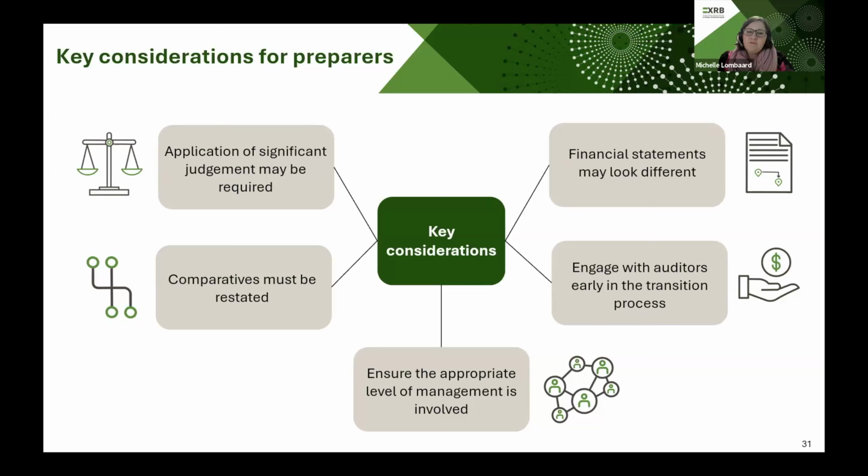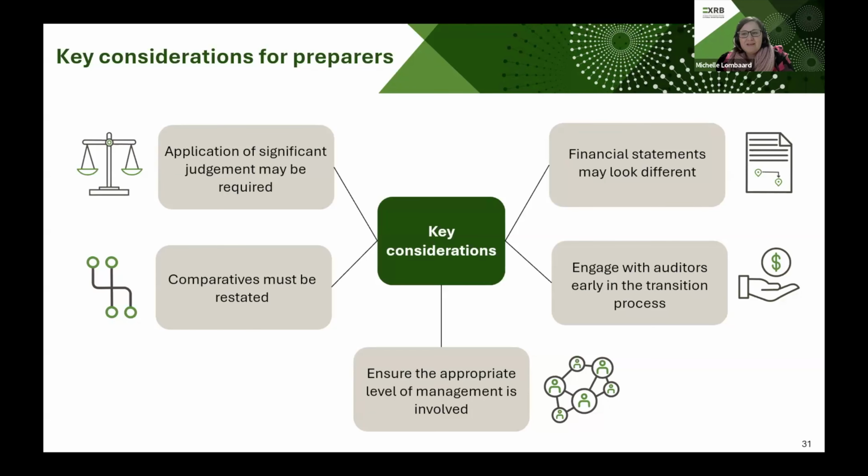We have mentioned this before, but ensure the appropriate level of management is involved in the decision-making processes. Your financial statements might look different, but in order for them to look different, you need to make sure that the right people know about this. Think about who the users of the financial statements are, what would be material for them, and therefore why we are making these changes. Making sure that those charged with governance or the right SLT members are across those changes is really important. Let's not surprise people at the back end when you want them to sign off on their accounts.